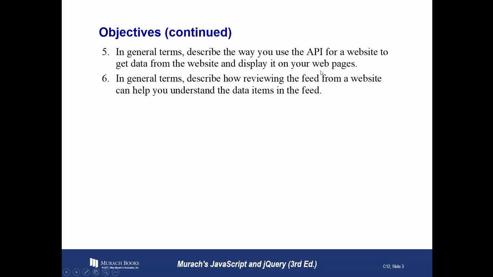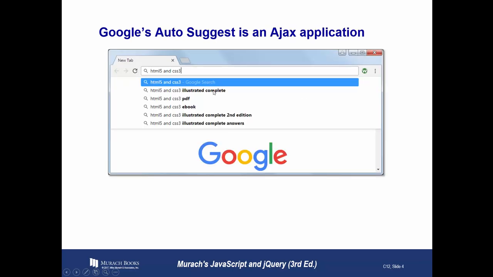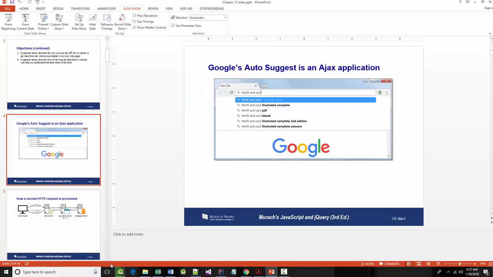All right, I don't know if I said these or not. In general terms, describe how you use the API for a website to get data and display it on the web pages. In general terms, describe how reviewing the feed from a website can help you understand the data items in the feed. All right, Ajax is a partial page refresh. And typically the things that are used, there's a couple of them.